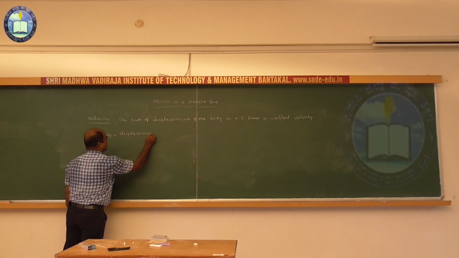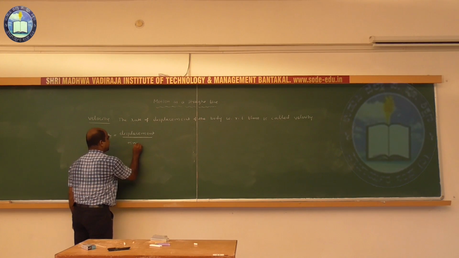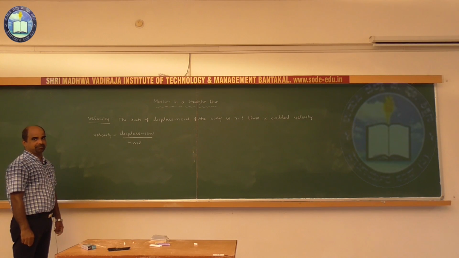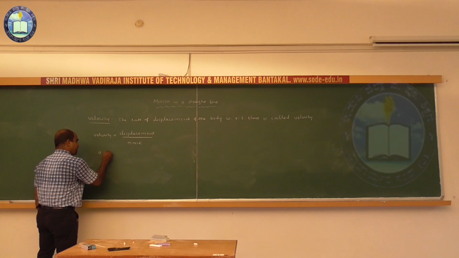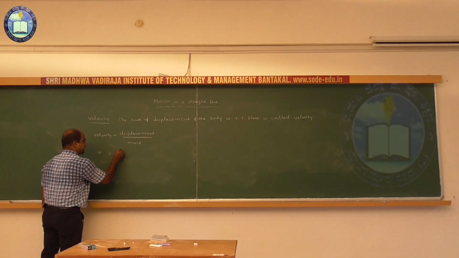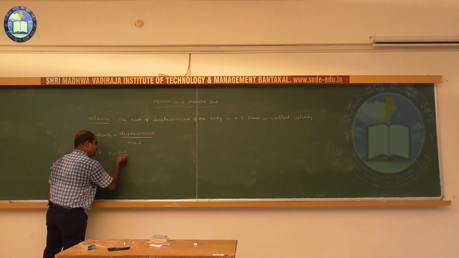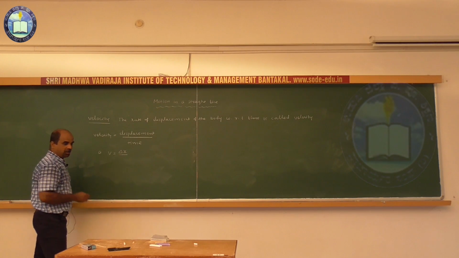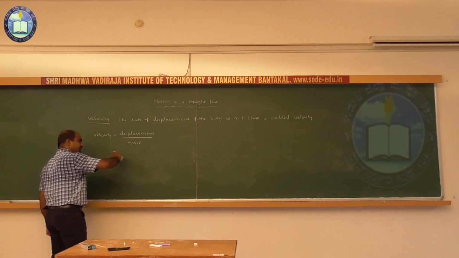Isn't it? See, displacement divided by what? Time. Displacement by time. That is, v is equal to delta x, or simply x, divided by delta t. Isn't it? Delta x by delta t. Or we can say velocity equal to displacement by time. I will give you the expression later.